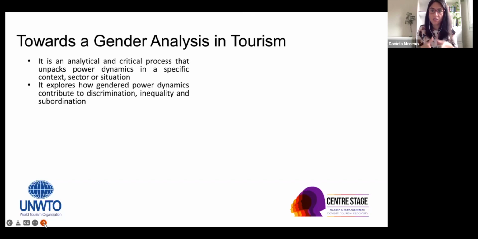I mean, these are the challenges, these are the opportunities, of course, but these are the actions to overcome all these challenges, right? So for that reason, since we are proposing gender analysis in tourism from a critical point of view to be able to include gender equality 100%, we are exploring how gendered power dynamics contribute to discrimination, inequality, and subordination. We have to unpack power dynamics.